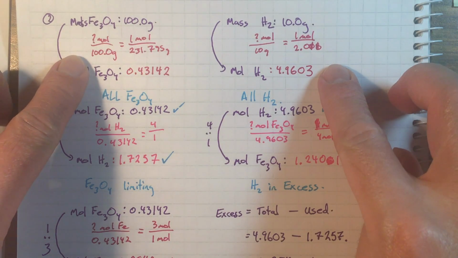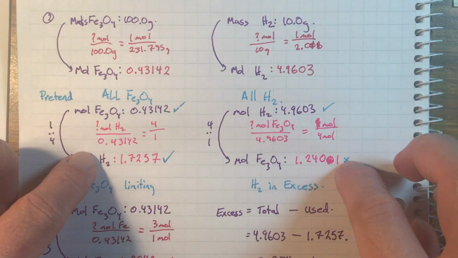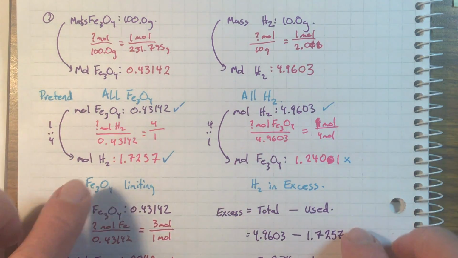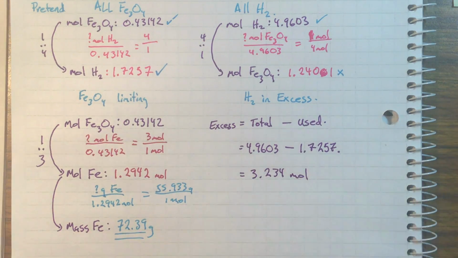Calculate the moles of the reactants. Pretend that you're using up each one and see how much of the other one you would use. Then see which one works. Use the limiting reagent in the rest of your stoichiometry. Find the excess.